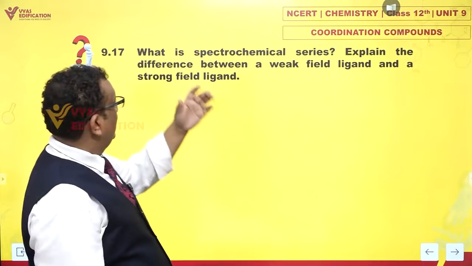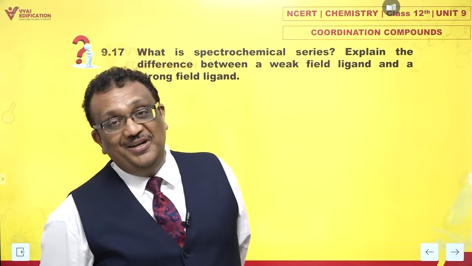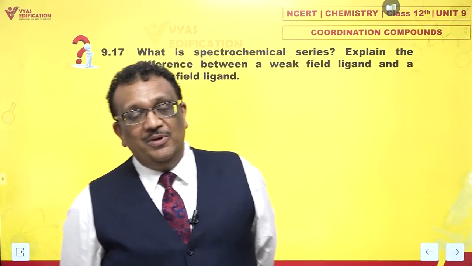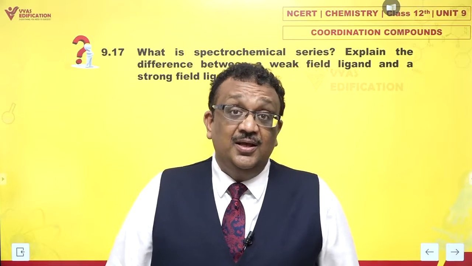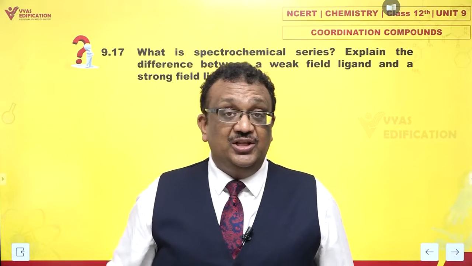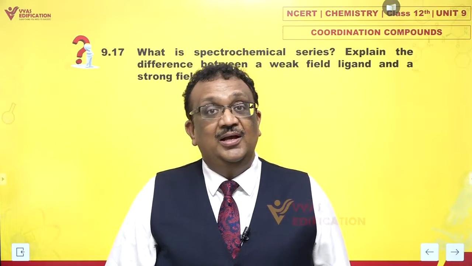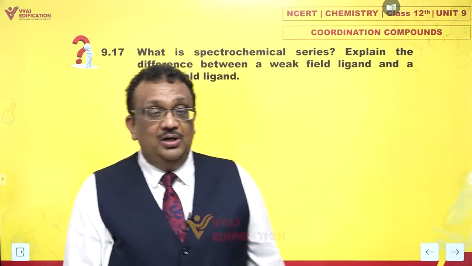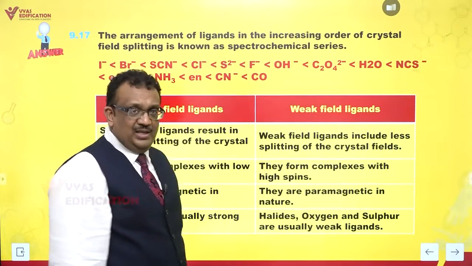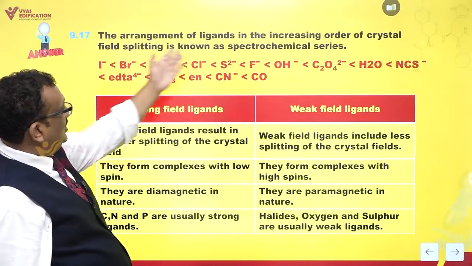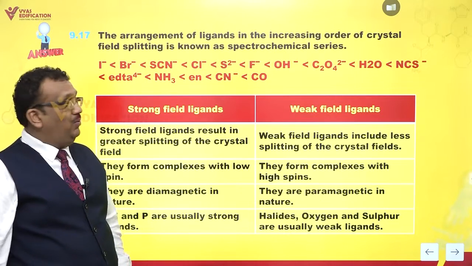What is the spectrochemical series? Explain the difference between a weak field and a strong field ligand. Now, the spectrochemical series is a very interesting arrangement of ligands. If the ligands are arranged in the correct order of increasing field strength, then that series is called the spectrochemical series. What does that mean? Say, for example, I'll give you the arrangement of ligands in the order of increasing crystal field splitting power.